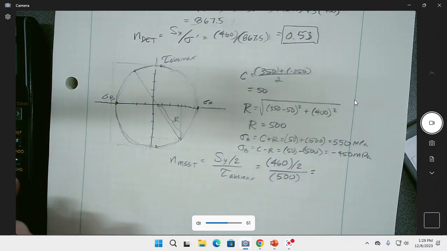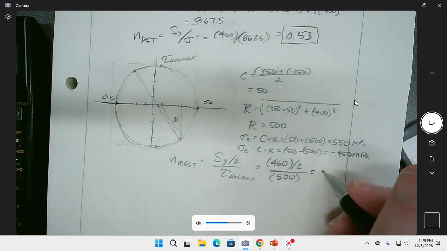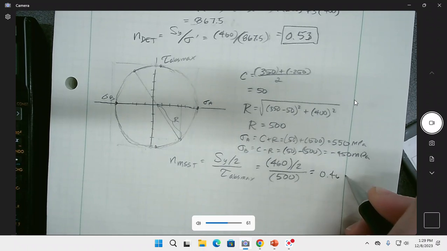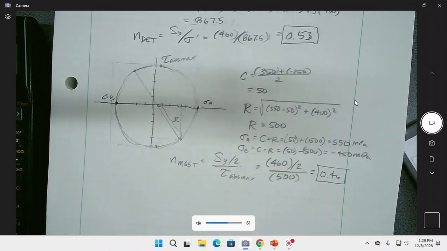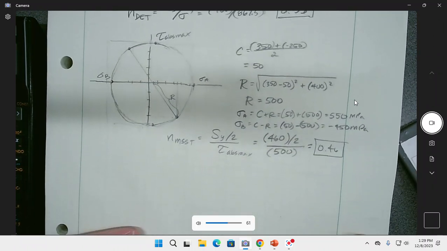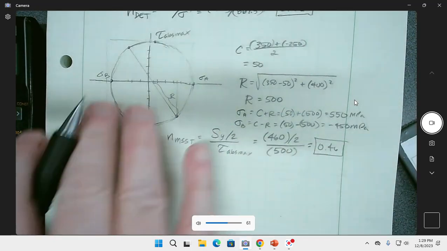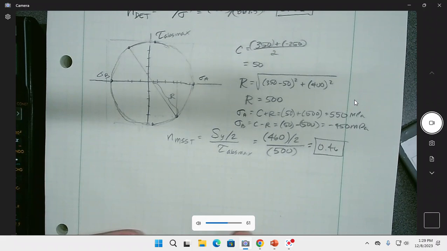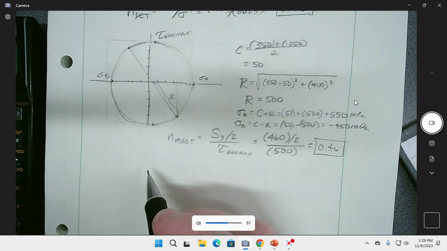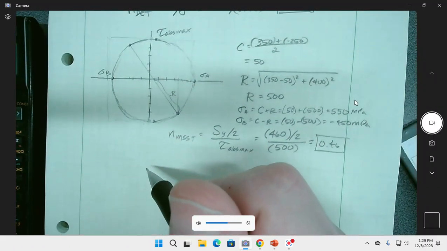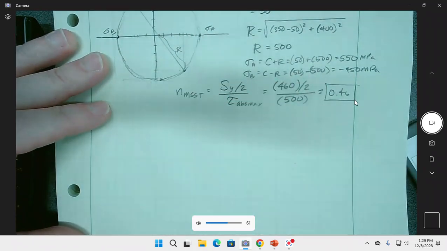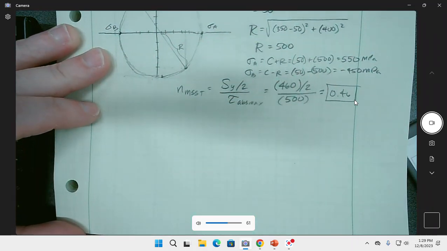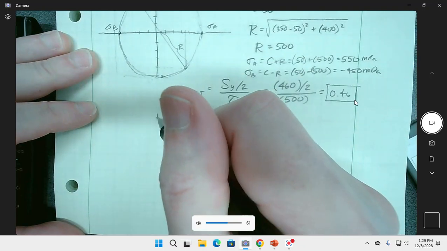460 divided by 2 divided by 500. Yeah, okay, so 0.46. Still a pretty good ways away. And I'm just extending it. You said we'll do a short one. I said, okay, well, I did a short one with the von Mises, and now I've made the thing longer. We could also extend that to there.